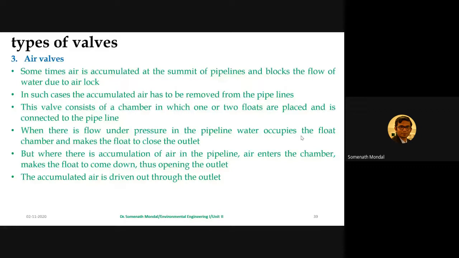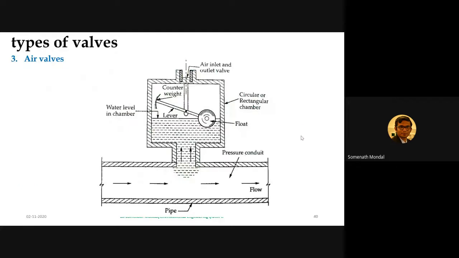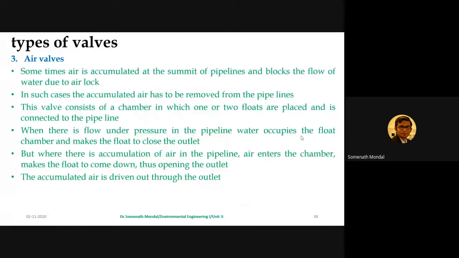Now the other one is air relief valves, which is what we are going to discuss in detail. We have a schematic diagram on the next page. This is the air inlet valve. Let me first discuss this, and then I'll explain the schematic diagram. Sometimes air accumulates at the summit of the pipelines and blocks the flow of water due to air lock. You might have experienced this phenomenon during summer days in your own tap water service.